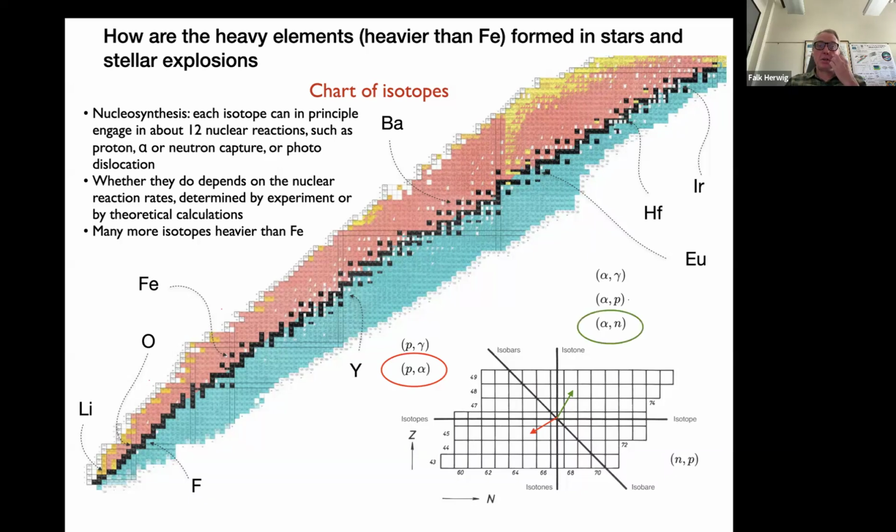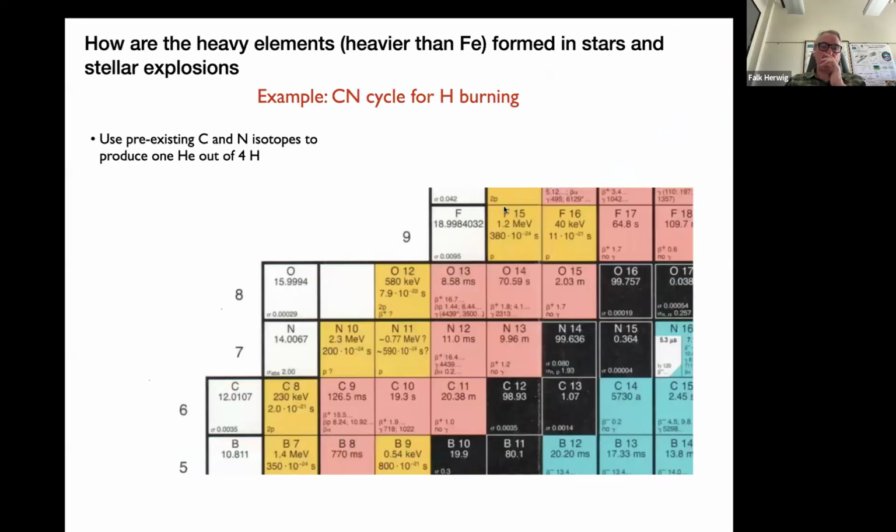So now let's go through a quick example, the CN cycle for hydrogen burning. It is one of the key mechanisms of hydrogen burning, for example, in the main sequence. It uses pre-existing carbon-nitrogen isotopes to produce helium out of 4 protons. We start with, for example, carbon-12, and this is a proton capture, a p gamma reaction. Nitrogen-13 is unstable, with a half-life of 9.96 minutes, and it decays to carbon-13. Then carbon-13 captures another proton, stable nitrogen-14 captures another proton, oxygen-15 decays to nitrogen-15, and here comes nitrogen-15 p alpha back to carbon-12.